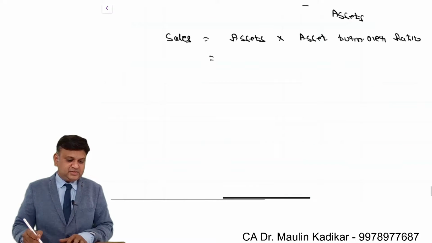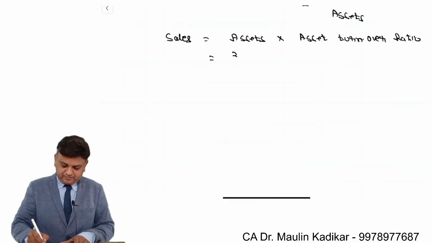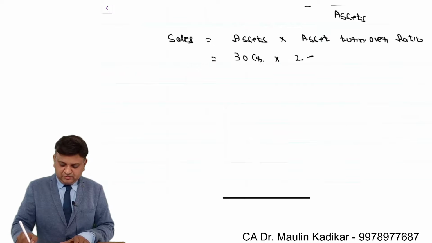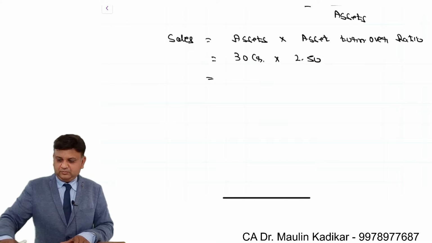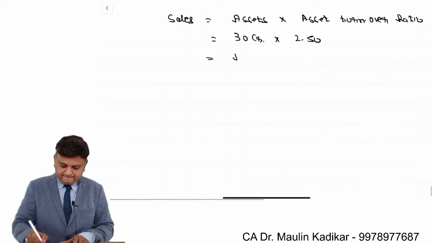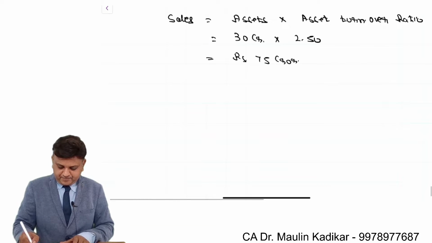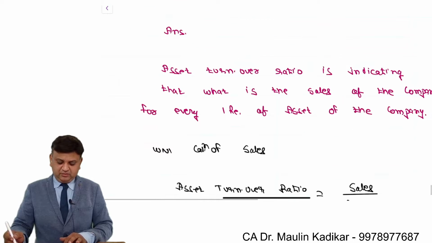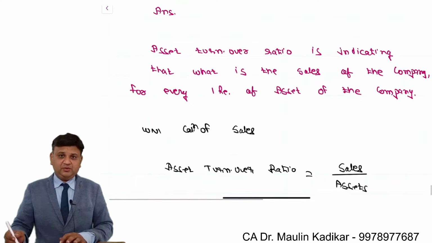What is the value of the asset? It is 30 crore. Asset turnover ratio is given to us as 2.50. So the sales are 75 crore. That is the way we'll make the computation of the sales value in the first working note.